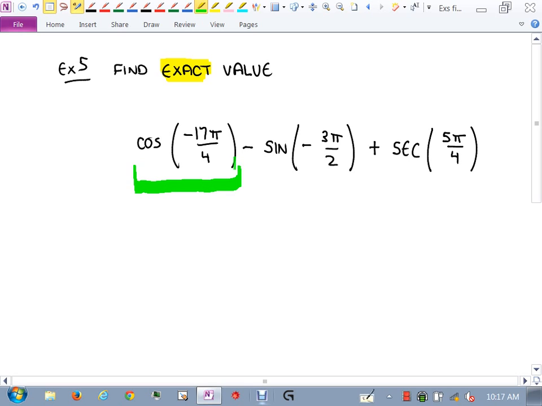Does anybody need a formula sheet? Everyone has one? Okay. So the unit circle is there in the top right.